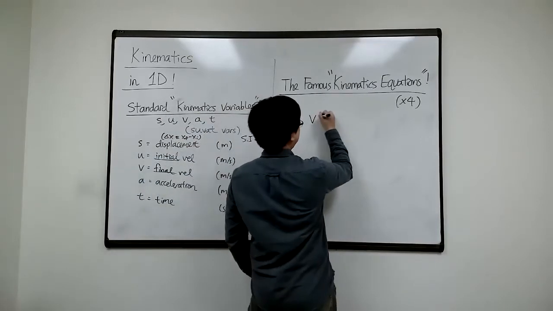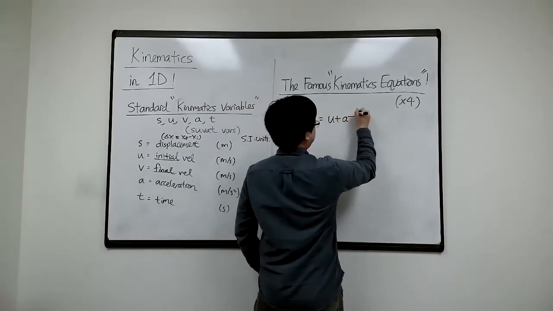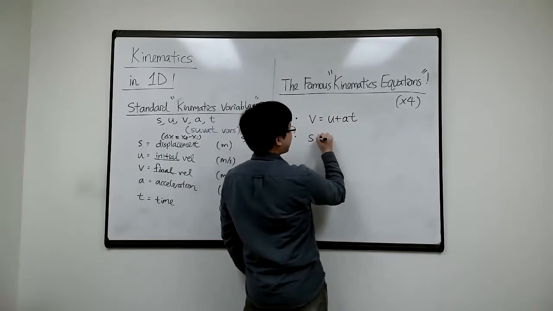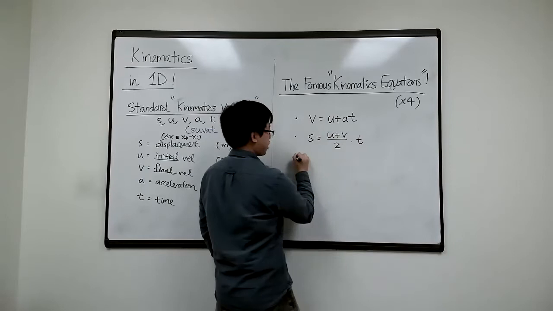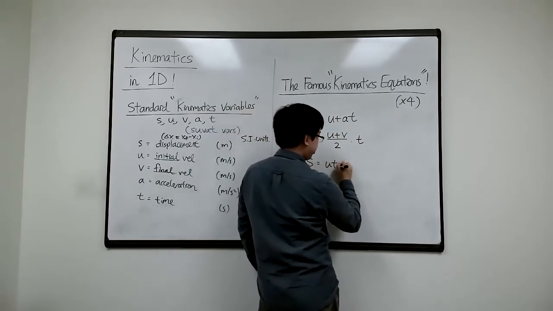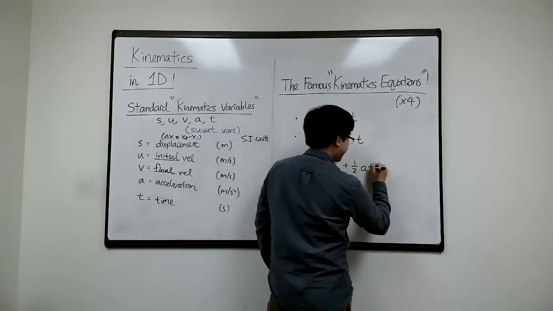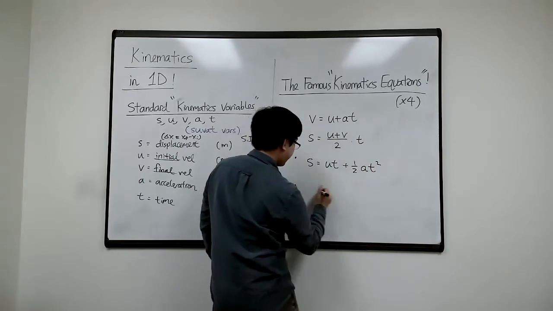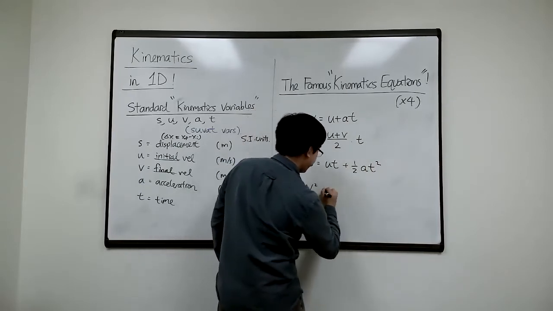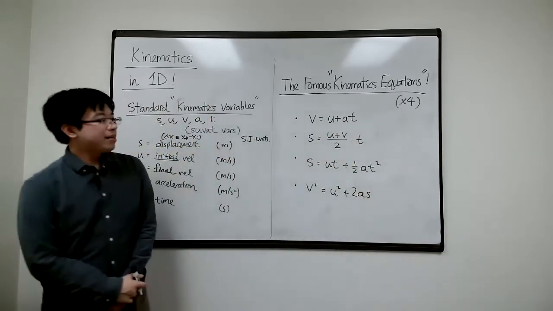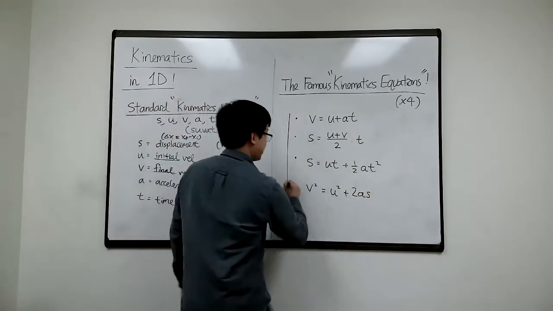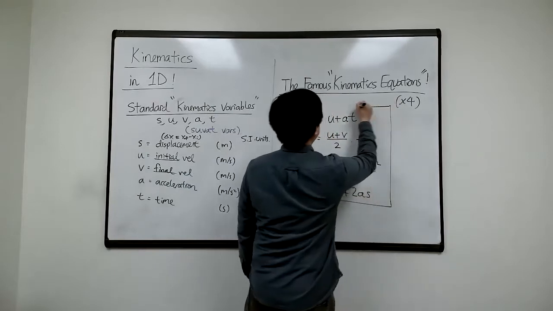All right, so the first one is V equals U plus AT. The second one is S equals (U plus V) divided by 2, times T. S equals UT plus 1/2 AT squared. And the last one is V squared equals U squared plus 2AS. So I'm going to put them in a box. These are the 4 equations.